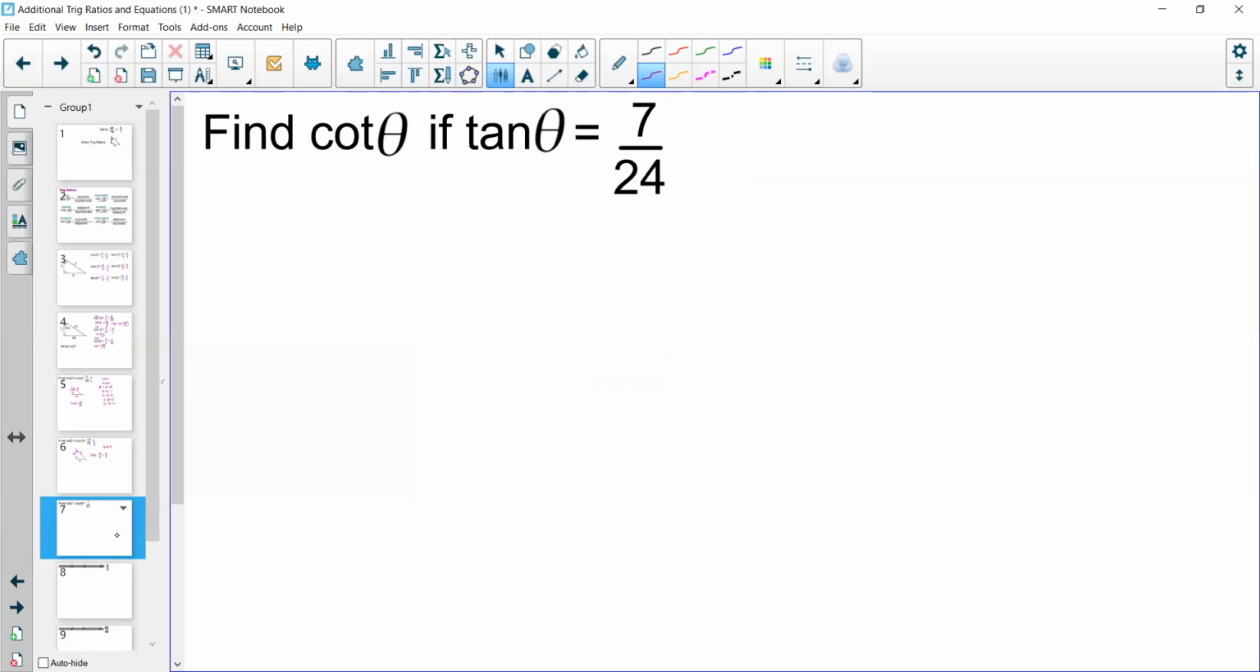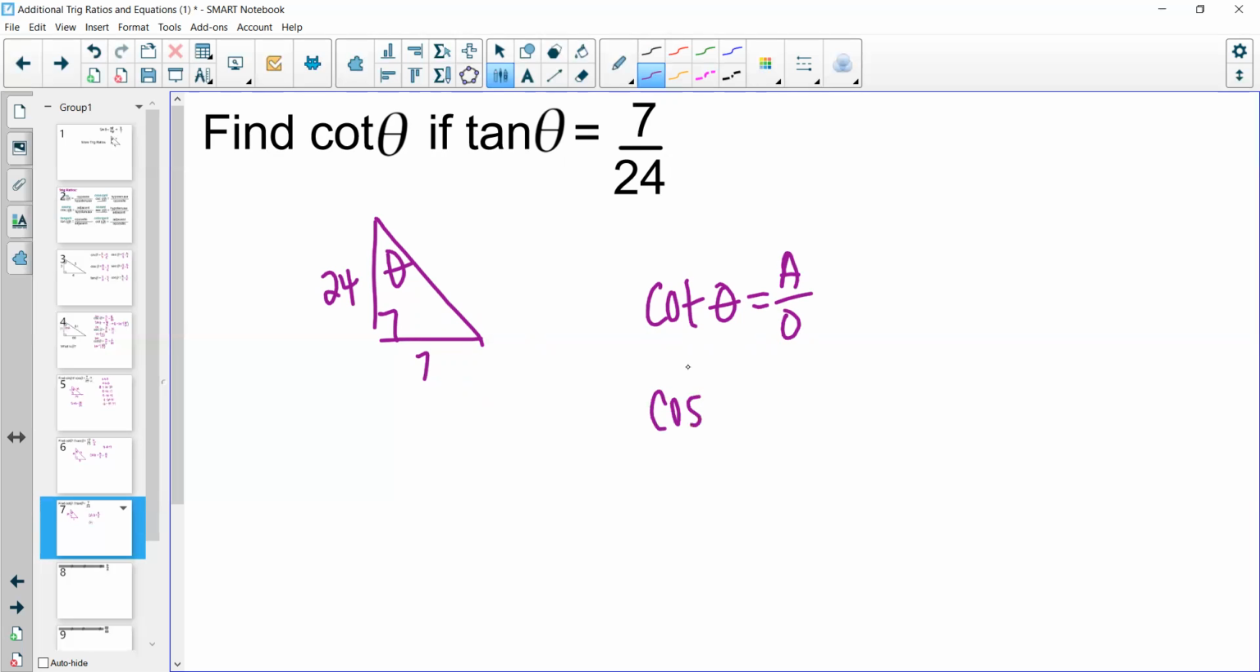Awesome. Let's take a look at one last example here. In this case, we want to find the cotangent of theta if the tangent of theta is 7 over 24. So here's my right triangle. The tangent is opposite over adjacent. Now I need to find the cotangent, and cotangent of theta, remember, is the opposite of tangent. So it's actually just going to be our adjacent over the opposite. So we don't even need to find our hypotenuse here. So the cotangent of theta is going to be 24 over 7.